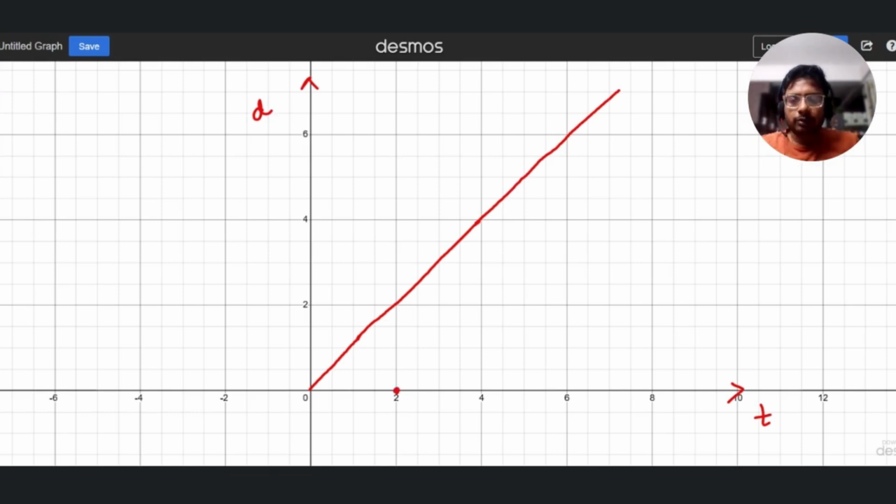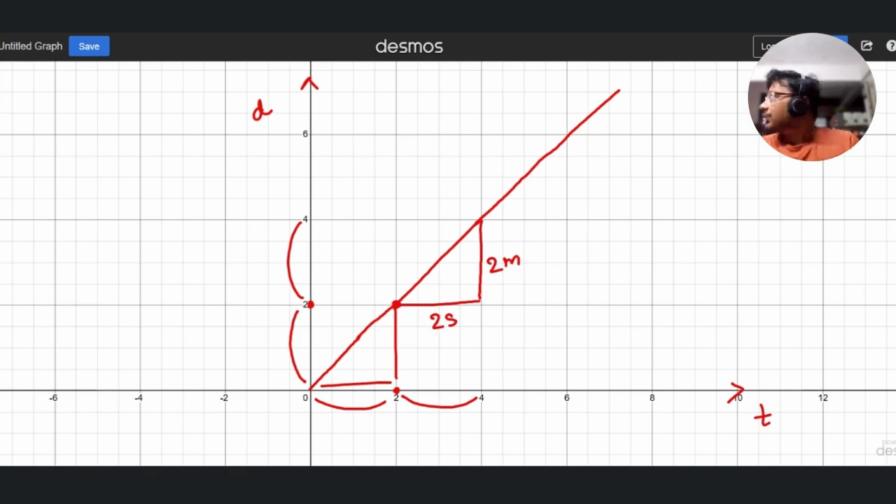So when time is 2 seconds, what is the displacement? 2 meters. So in 0 to 2, the displacement increased by 2. In another 2, it increases by another 2. So in this case, in every second, the displacement increases by the same amount. I'm not saying that because this is 2 seconds, this also needs to be 2 meters. But when the graph is a straight line, in equal intervals of time, there will be equal increase in the displacement.